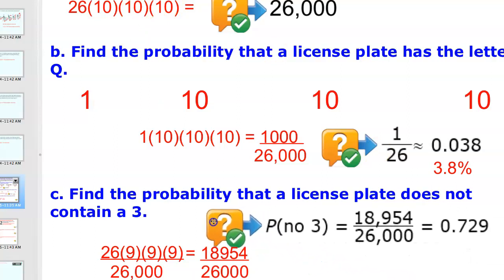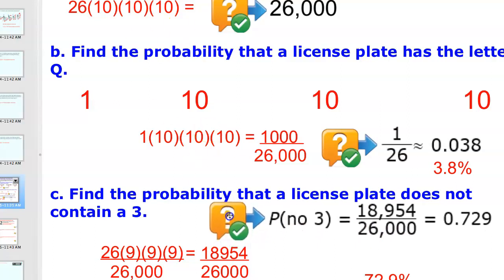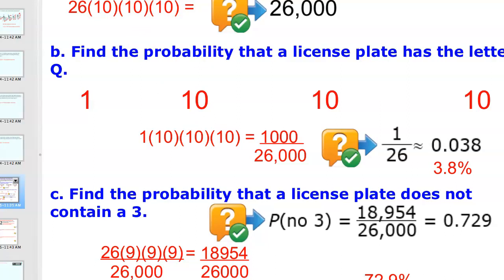And you get 0.729. So that means that it's 72.9%. The probability of not having a 3 is 72.9%. That's pretty high to not have a 3 in your license plate number.